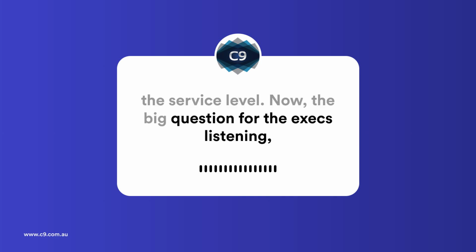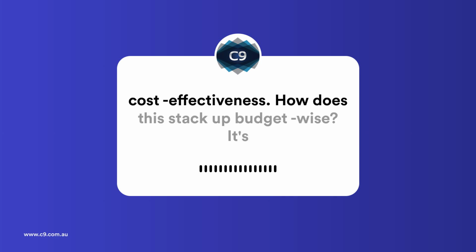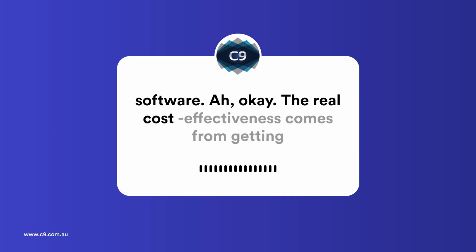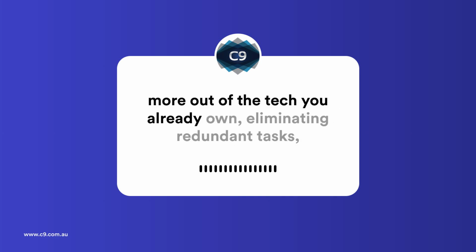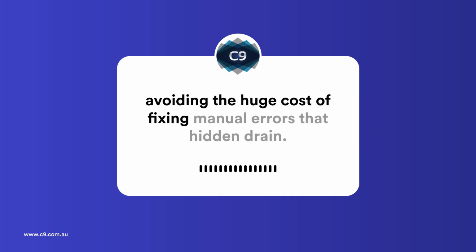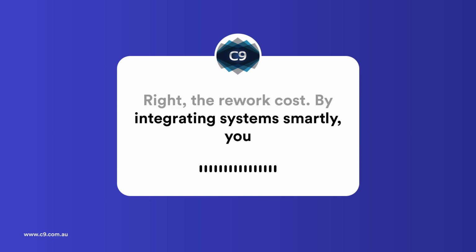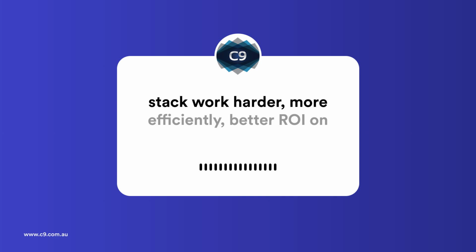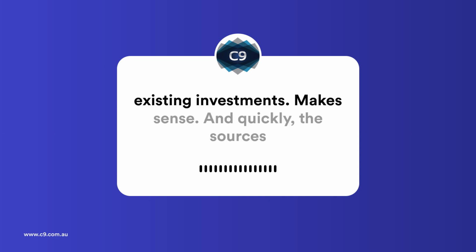Now, the big question for the execs listening: cost effectiveness. How does this stack up budget-wise? It's a key point. And it's not just about saving money on buying less software. Okay. The real cost effectiveness comes from getting more out of the tech you already own, eliminating redundant tasks, avoiding the huge cost of fixing manual errors, that hidden drain. Right, the rework cost. By integrating systems smartly, you don't need multiple overlapping tools. You make your current tech stack work harder, more efficiently, better ROI on existing investments.